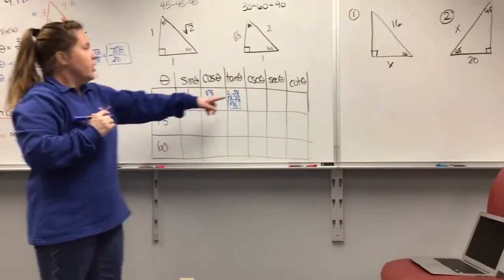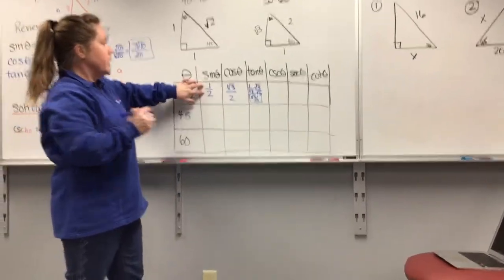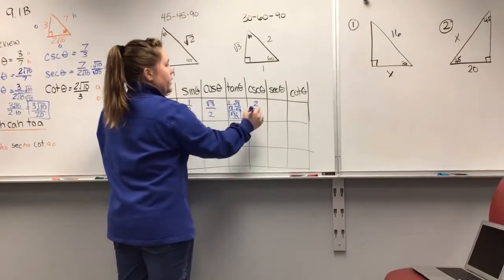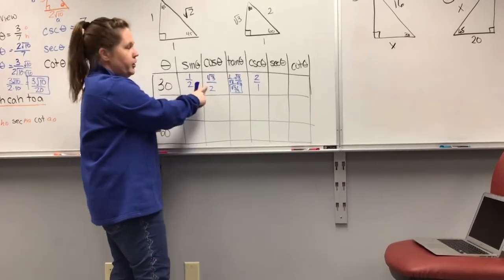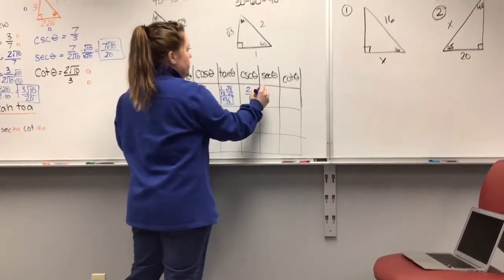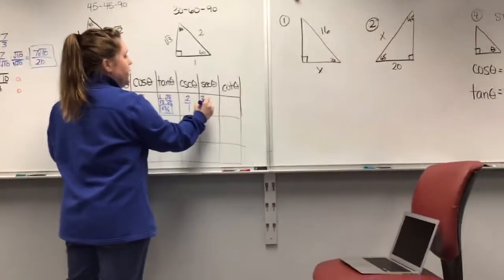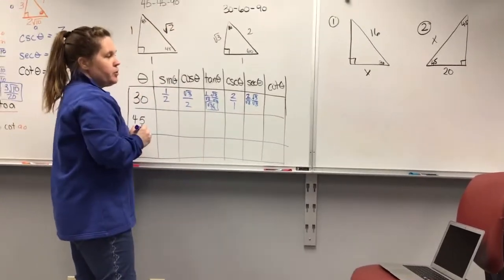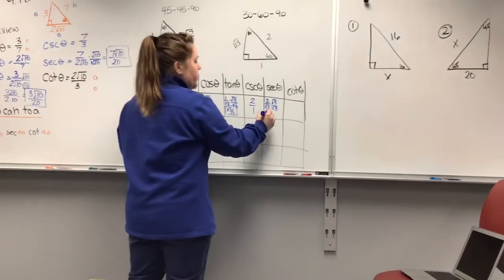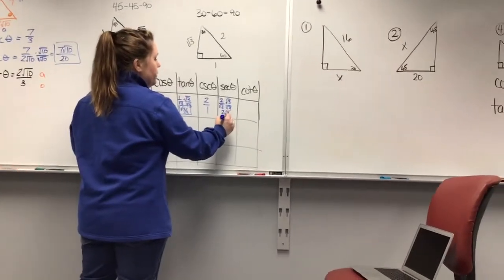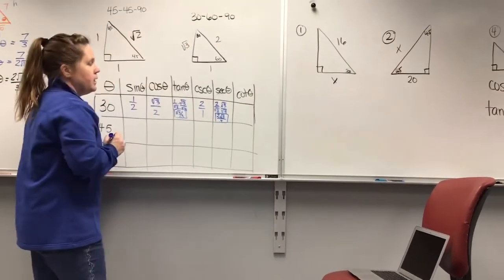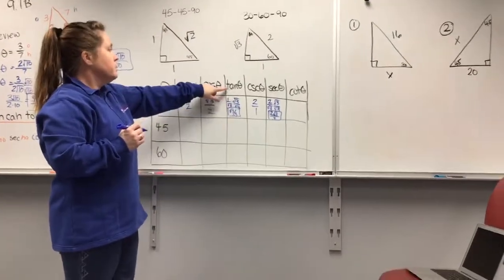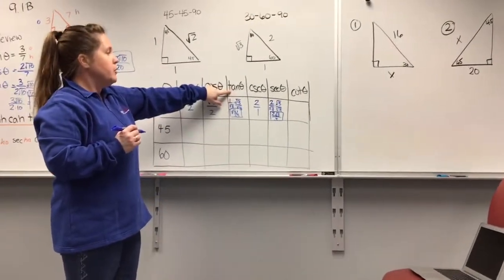Okay? Cosecant, all I have to do is flip sine. So we get 2 over 1. Secant, I flip cosine. So I have 2 over the square root of 3. And again, we multiply it by square root of 3 over square root of 3 to get rid of the radical. So I have 2 square root of 3 over 3. There's my secant. And then cotangent is the reciprocal of tangent.